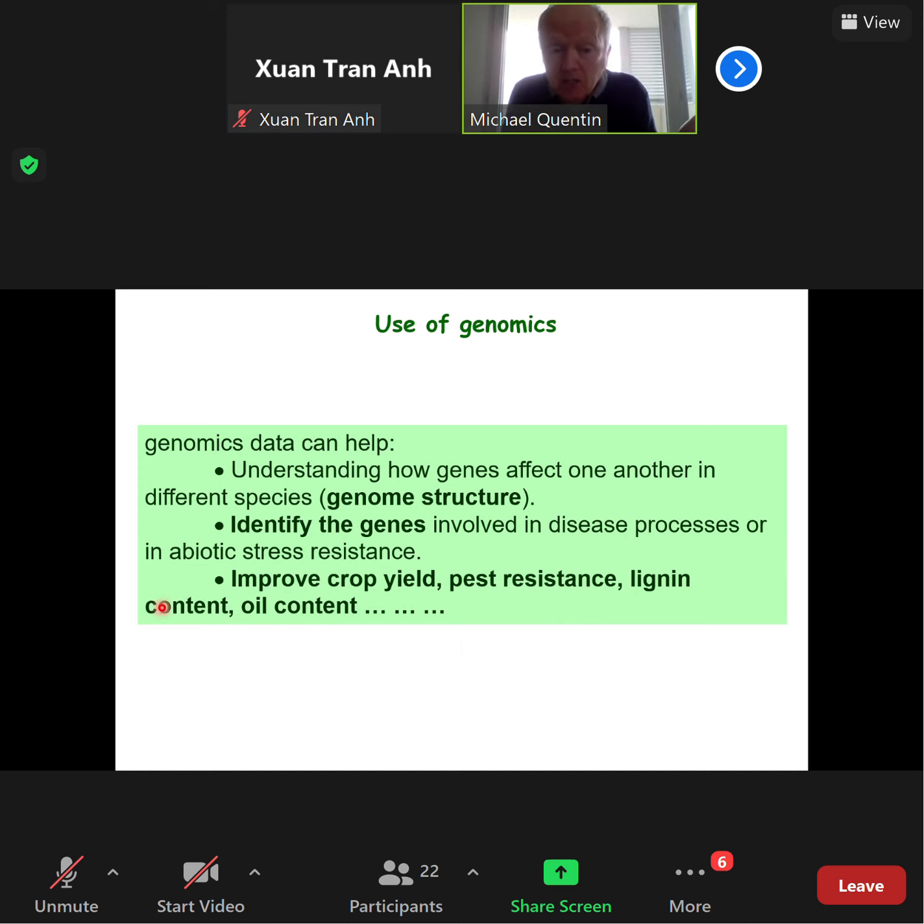Lignin content is very important for the paper industry. Oil content, I told you, may be very important for the production of biofuels and so on. The better we know the function of plant genes, the better we may be able to use available plant biodiversity.